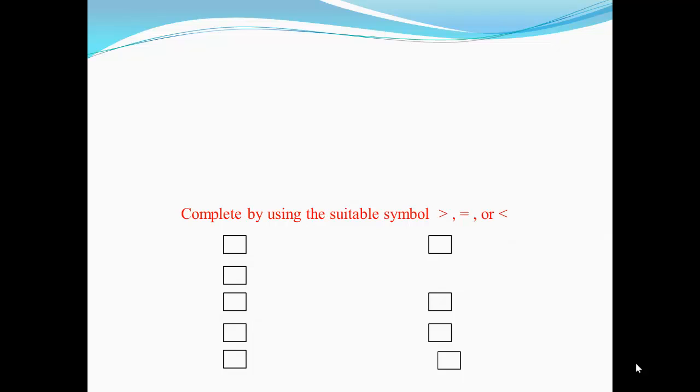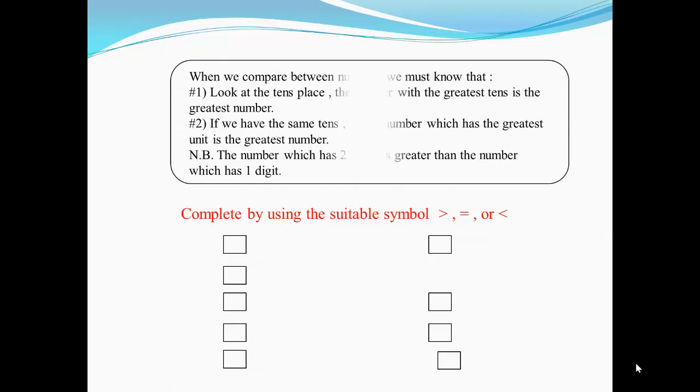To not be confused, we have a deal together: we open the mouth in front of the greatest number. Instead of having to remember what is smallest, what is greatest and what is equal, if I open the mouth in front of the greatest number, the other side will be the smallest. Okay? So let me start by this.